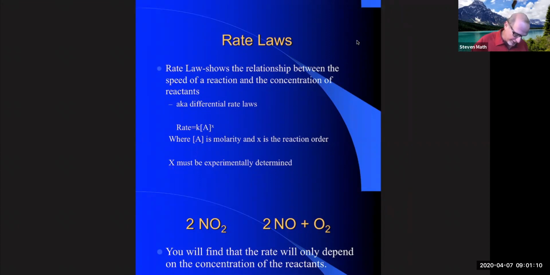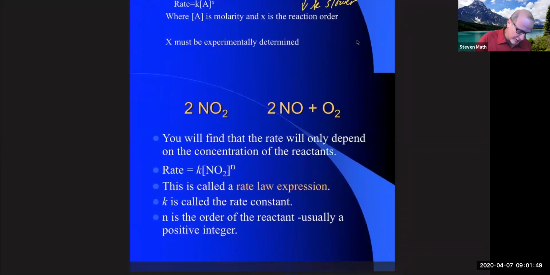Now, what about this k? This is a lowercase k, and that's called the rate constant. And it's a pretty important player in this equation because, simply put, the larger the k, the faster the reaction. The lower the k, the slower the reaction. Okay, now this has to be done experimentally. And so we're going to do some calculations here.